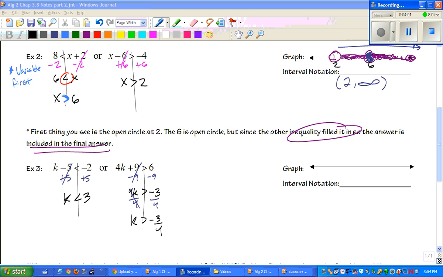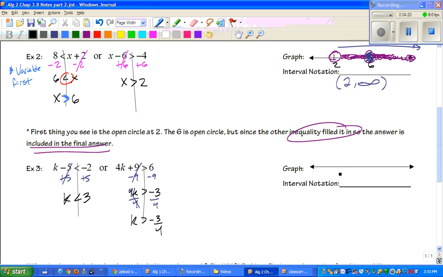Did you guys get a fraction? I hope so, because you were supposed to. Okay? So, we add 5 to both sides. You get k is less than 3. Subtract the 9 from both sides, divide by 4, and you get k is greater than -3/4.